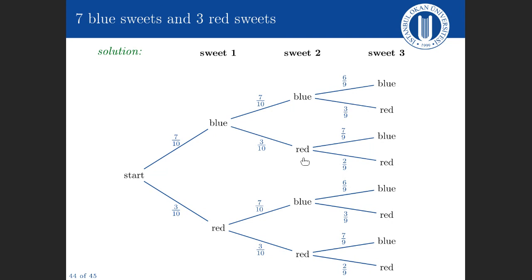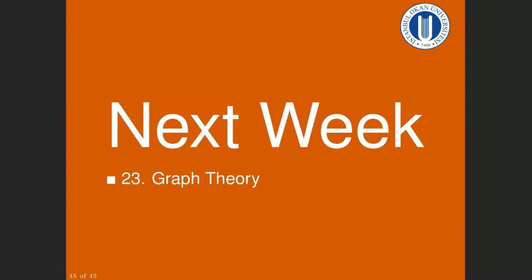If, however, the sweet he eats is red, then there's 7 blue sweets remaining, but only 2 red sweets remaining. So the probabilities here are going to be 7 over 9 and 2 over 9. And then the bottom half is repeated, 6 over 9, 3 over 9, 7 over 9, 2 over 9. We pick the information that we need out of the question, and we've used that to draw a probability tree. After we have our probability tree, we could answer whichever questions we need to answer about this situation.